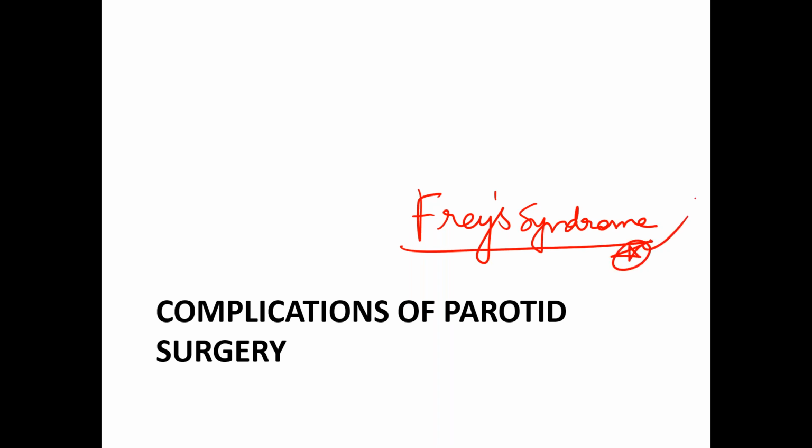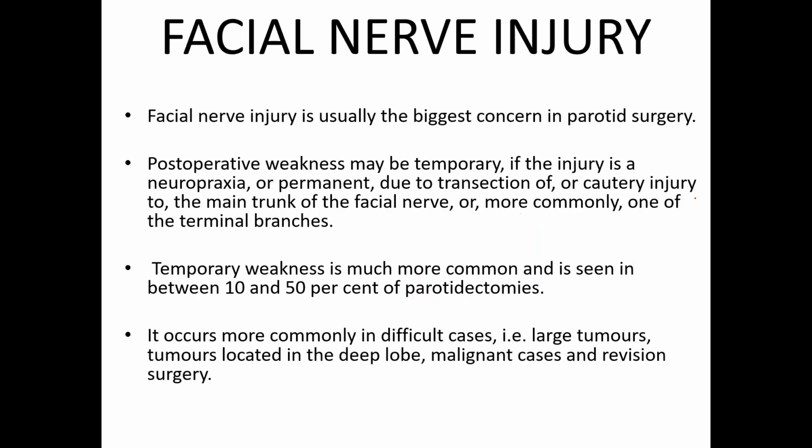What are the complications of parotid surgery? Of these, the most important complication you have to know for the exam is Frey syndrome. Frey syndrome is very important for you. The rest are okay, we are going to handle them. Facial nerve injury is the biggest concern in parotid surgery. Weakness may be temporary, a neuropraxia, or permanent due to transection of the nerve. Temporary is neuropraxia, permanent is transection of the nerve.